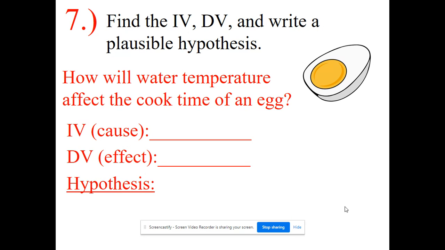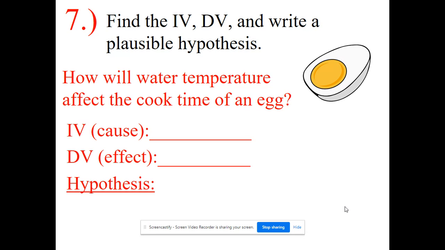Just applying that to a few more scenarios. We're going to start with a question, and then we're going to figure out the independent variable, the dependent variable, and then come up with a possible hypothesis. So, how will the water temperature affect the cooking time of an egg? Okay, well, there's two things that are going on here. We've got the water temperature can change, and the cook time of the egg can change. What we have to do is figure out what is the cause and what's the effect. Is the water temperature going to affect the cooking time of an egg, or is the cook time of the egg going to affect the water temperature?